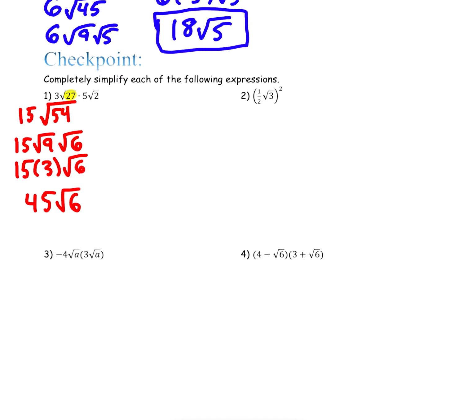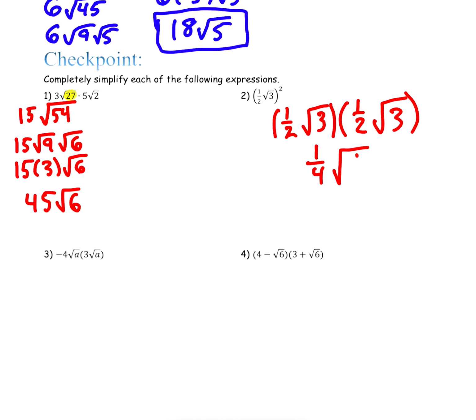The second one, I'm going to rewrite it as 1/2 radical 3 times 1/2 radical 3. And now I'm going to multiply the coefficients and the radicands. So 1/2 times 1/2 would be 1/4. Radical 3 times radical 3 is radical 9. And radical 9 is 3. So we have 1/4 times 3, which is 3/4.